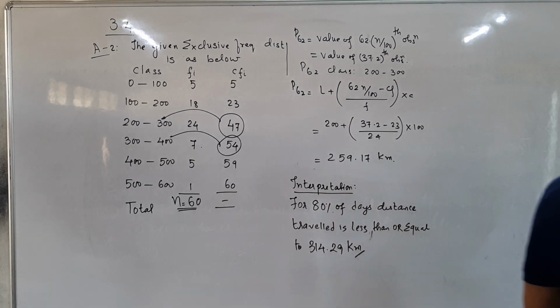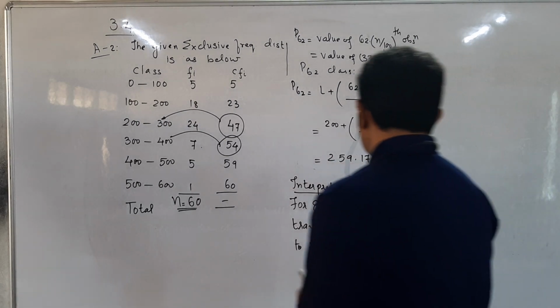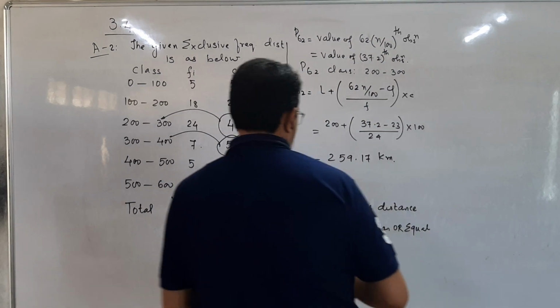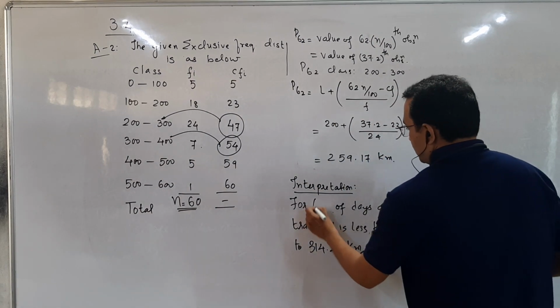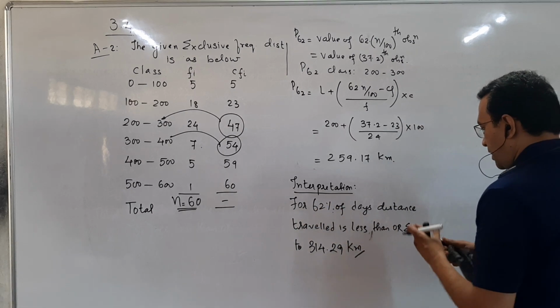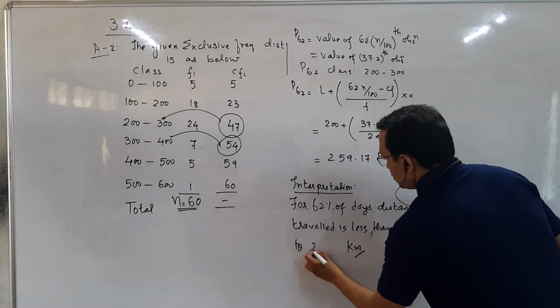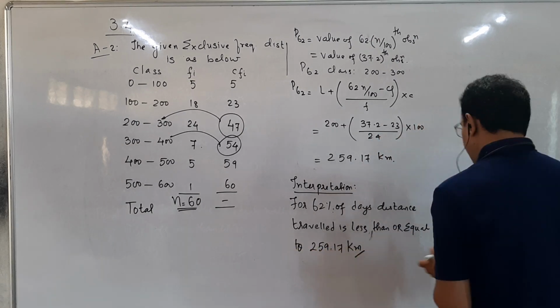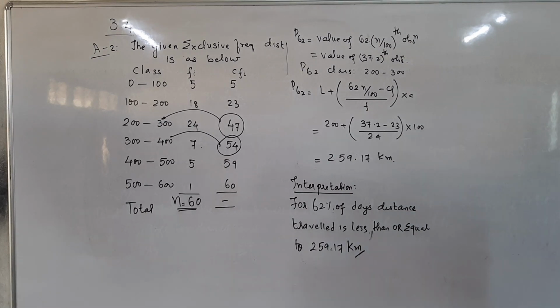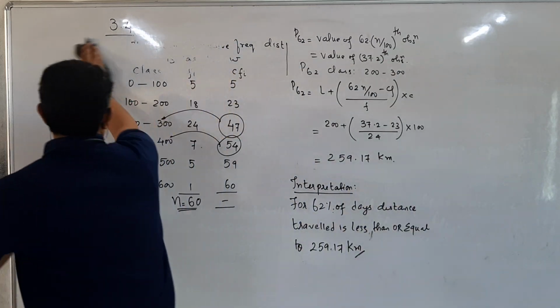So percentage, I told you, we have to always write for Fi. Now P62: 62% of the days the distance traveled is less than or equal to 259.17 kilometers. This is your answer. So students, interpretations are very easy. Interpretations you have to always write in terms of percentage of Fi. That's all. So this completes sum number 3.